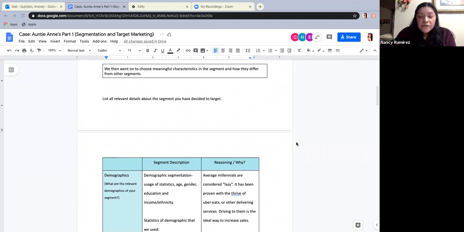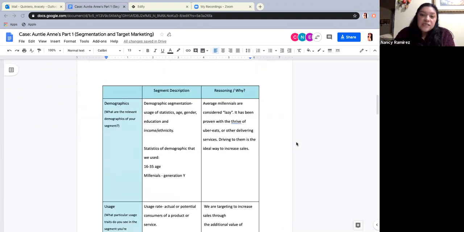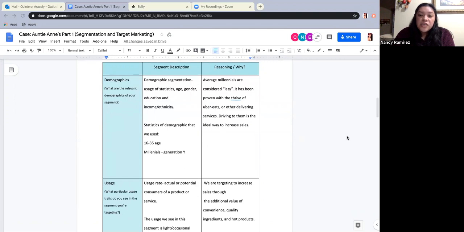So for demographic segmentation, it is defined as usage of statistics, age, gender, and education. We based the demographic on the age of 16 to 35, the millennials of Generation Y. The reasoning is because nowadays millennials are considered lazy. It has been proven with the thrive of Uber Eats along with other delivery services.